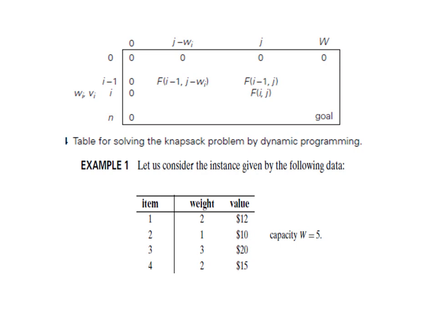Then let us consider this example: items 1, 2, 3 and 4. The weight of each item is given as 2, 1, 3, 2 and the value of each item is given as $12, $10, $20 and $15, and the capacity of the knapsack is equal to 5.